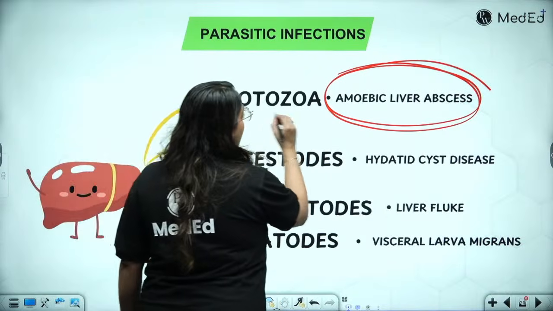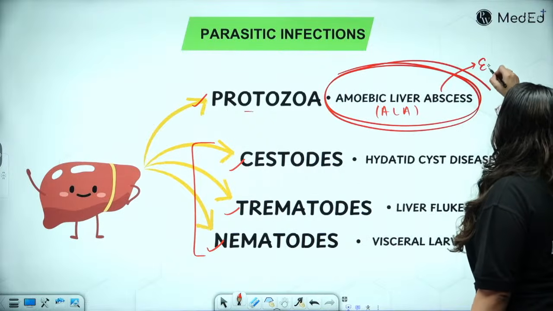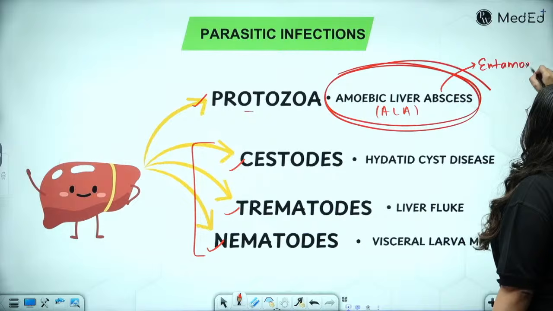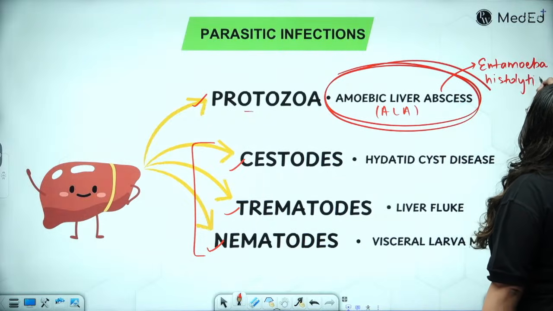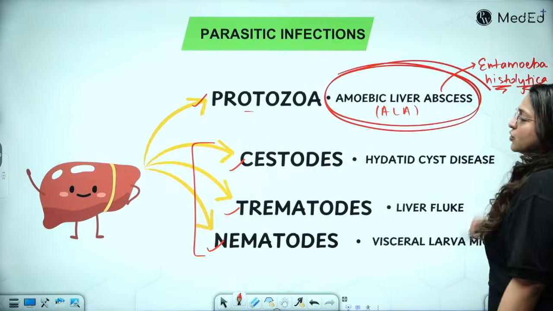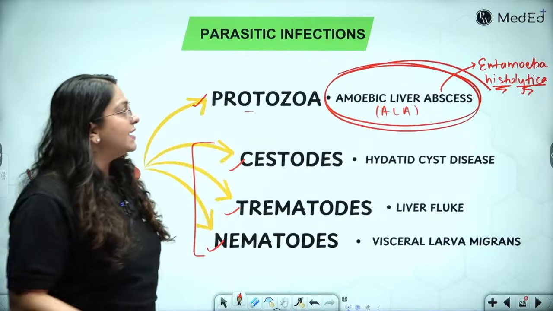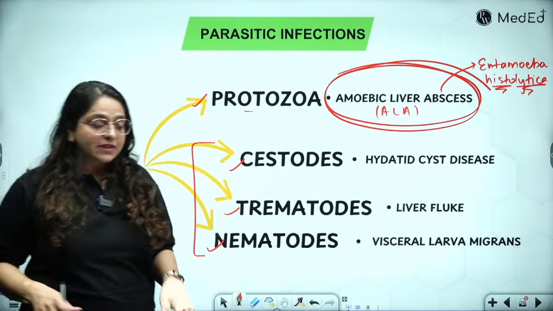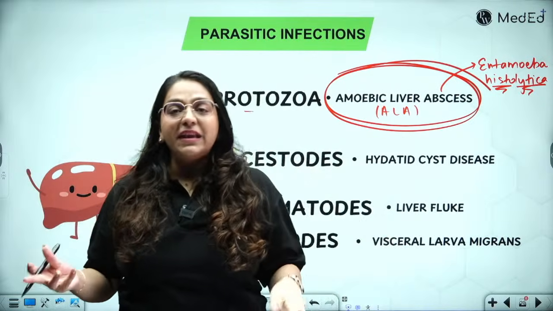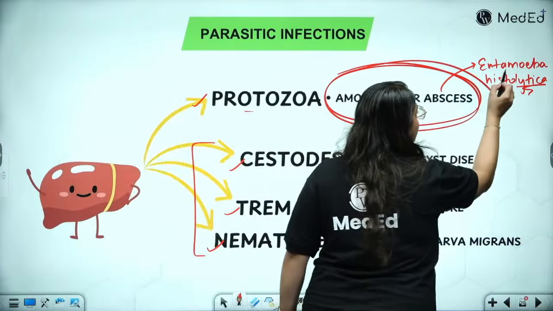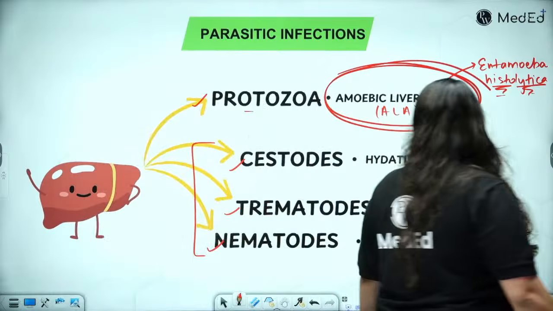In protozoa there is amoebic liver abscess, which is caused by Entamoeba histolytica. The meaning of histolytica itself is that it is going to break the histocytes. So that is why it is going to cause amoebic liver abscess. I hope none of you will ever make the error: if asked what causes amoebic liver abscess, you're going to say histolytica. The name itself is telling you that it is going to cause lysis of the histocytes.